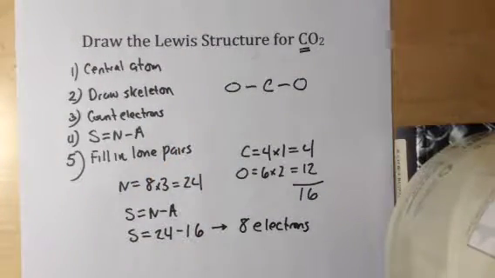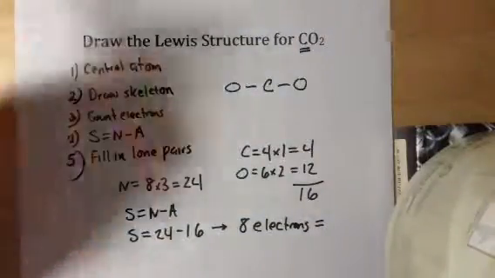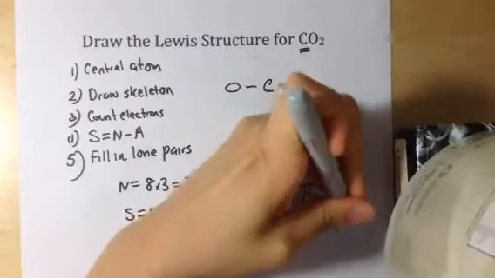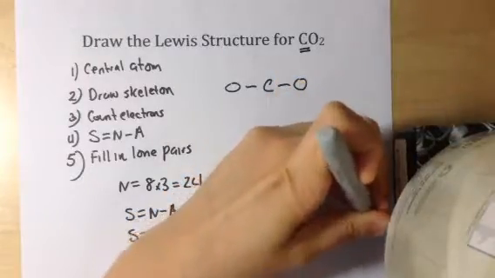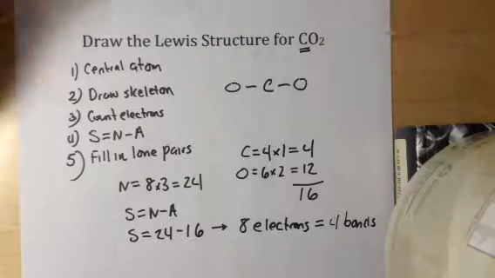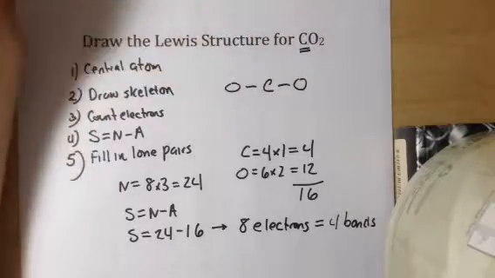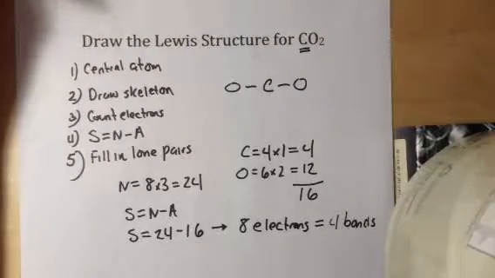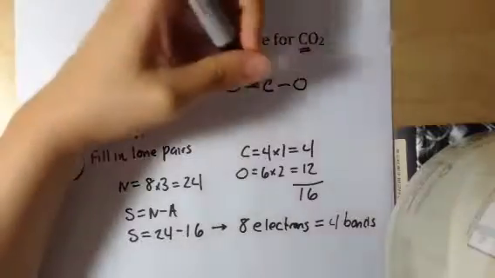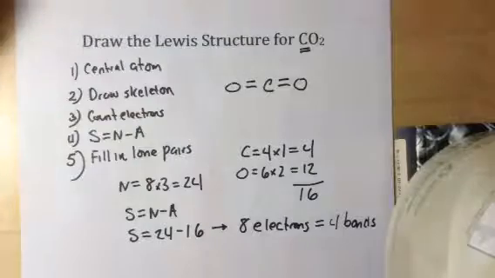And because each bond has 2 electrons, this equals 4 bonds. So then we need to draw in those bonds. We've already drawn a bond here and a bond here just to create the skeleton. So the next step is to add the 2 remaining bonds that we need. So you draw one here, and then you draw one here.